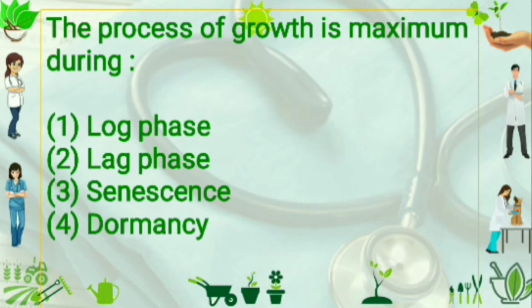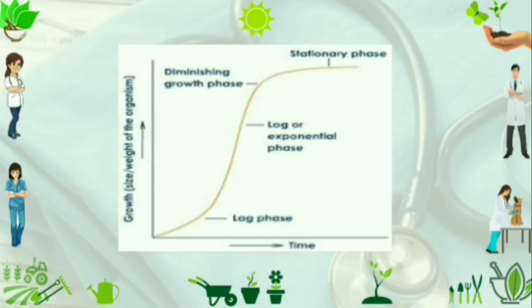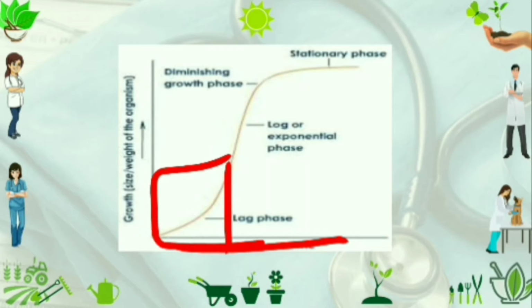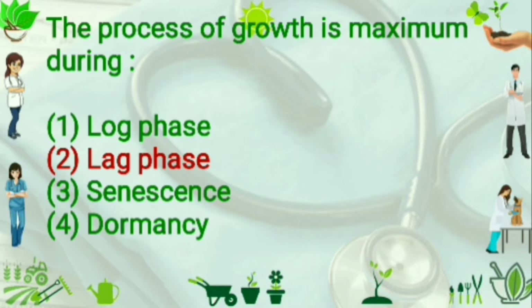Next question. The process of growth is maximum during log phase, lag phase, senescence, or dormancy. Remember the growth curve. The phases are lag phase, log phase, and stationary phase. Looking at the time axis, this is maximum for the lag phase. So the answer is lag phase.